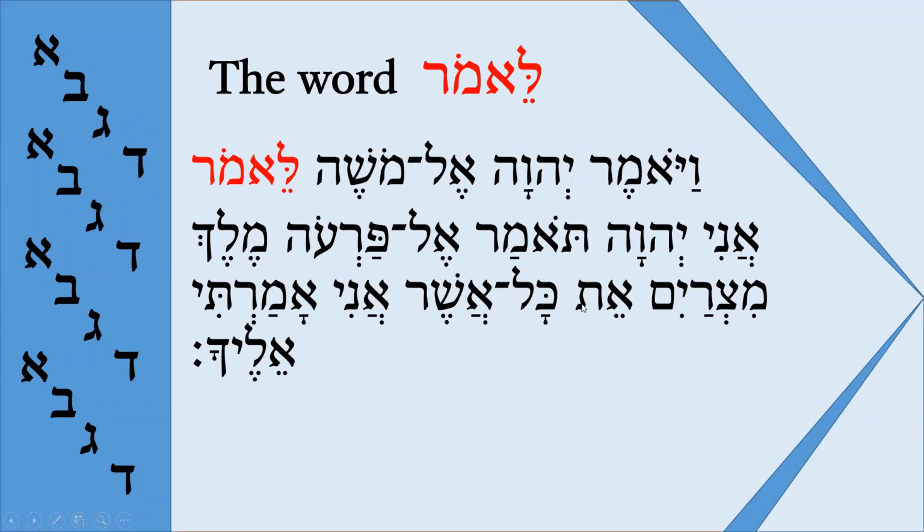That, et kol. What is et in this case? All. I say. All. Asher, we can translate it as that or which, all that, or we can even omit it, that is also possible. All that ani. All that I what?